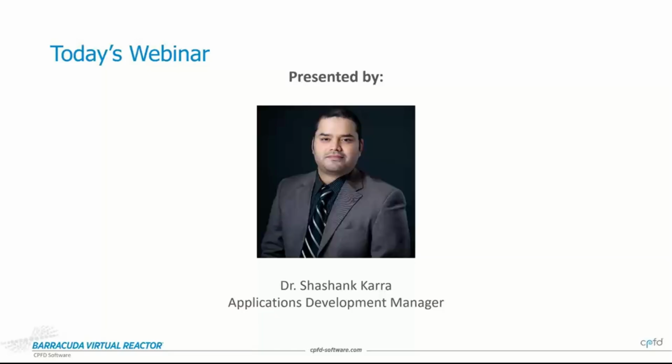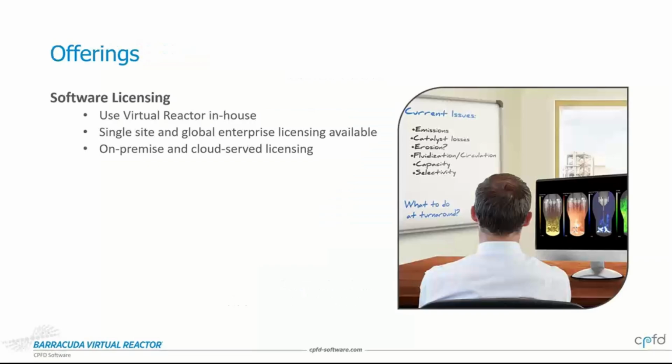So for those of you interested in trying or using the software or engaging with our company, the primary way that we deploy the software is through software licensing. So this would be your team using Virtual Reactor on your premises. We offer both single site licensing as well as, for larger multinational companies, enterprise licensing. Licenses are usually cloud served, but I understand some companies have very tight security, so on-prem licensing is also available.